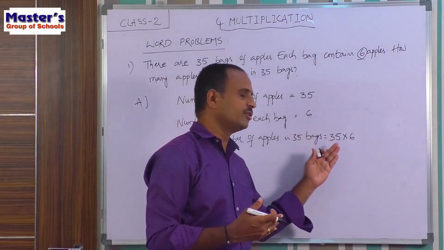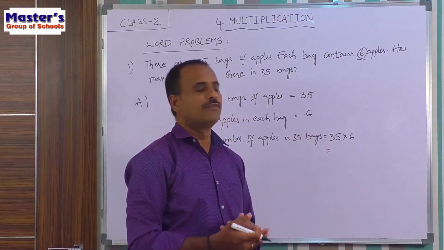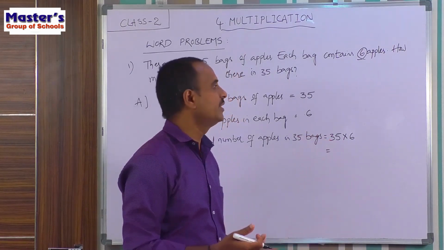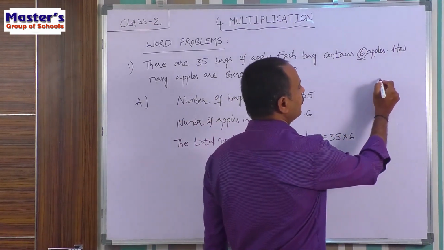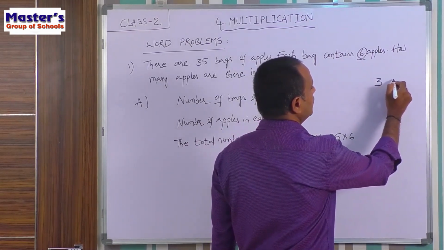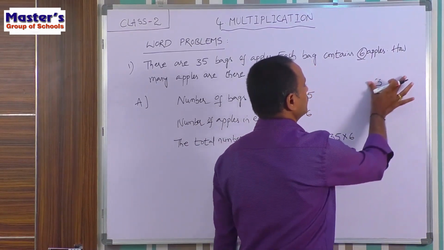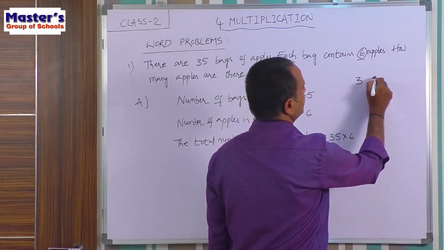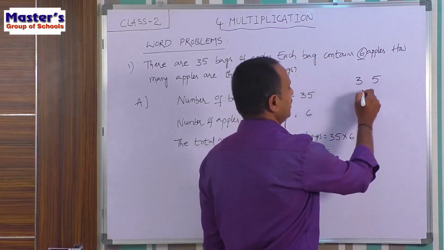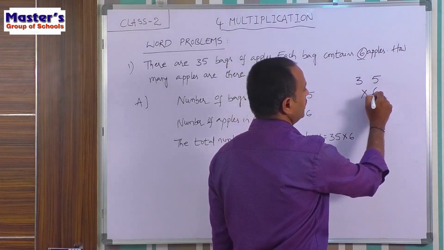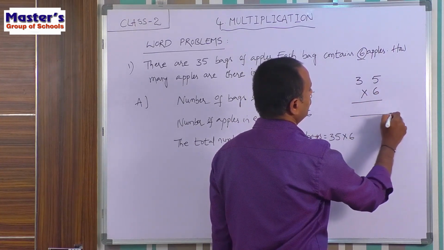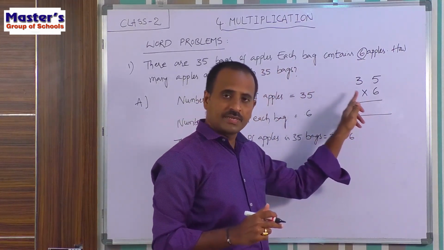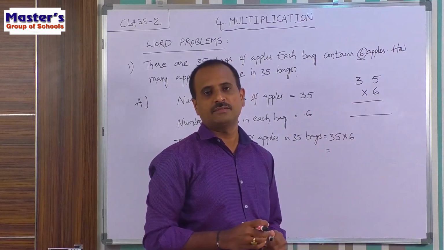First write these two numbers one below the other. First write the number 35 and then write the number 6 below it. So this is 35. And then write the number 6 below 35, and keep the symbol into. So what is this symbol? Into. This symbol represents multiplication.